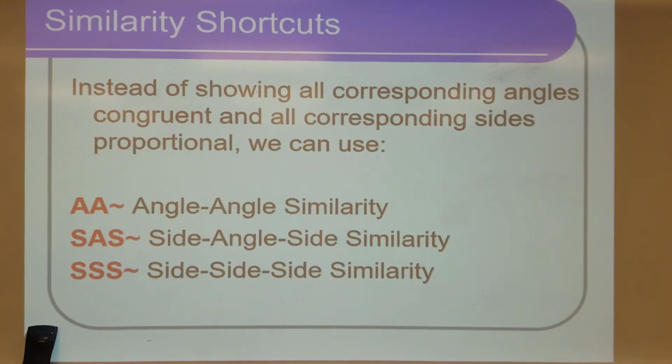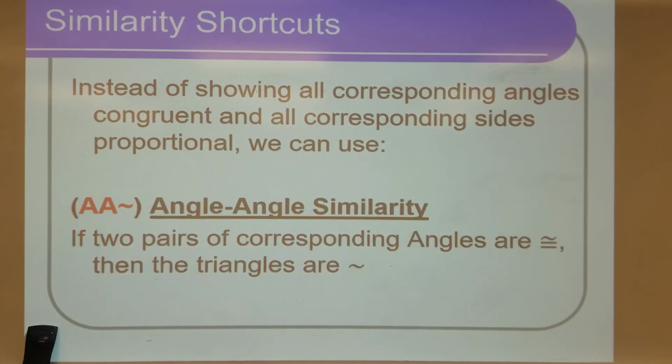So instead of showing that all of the corresponding angles are congruent and all of the corresponding sides are proportional, we can use these three shortcuts. We've got angle-angle similarity, side-angle-side similarity, and side-side-side similarity. Now, like I said, we're not going to do examples here. We're simply going to explain each of these situations.